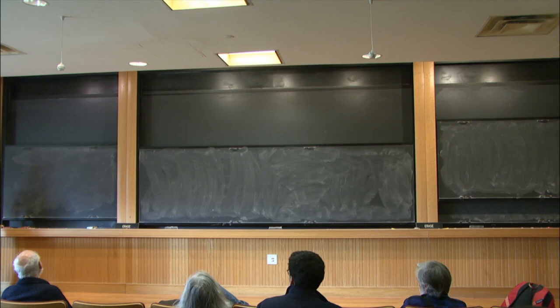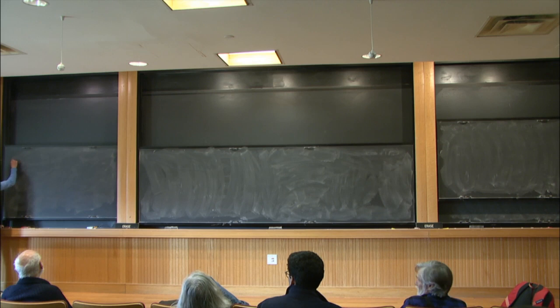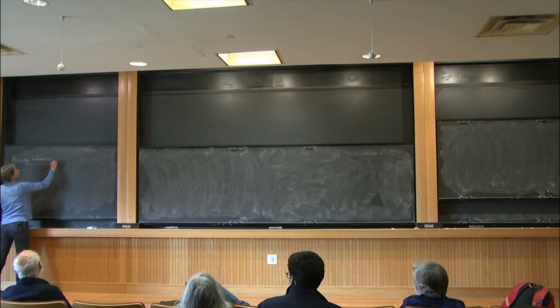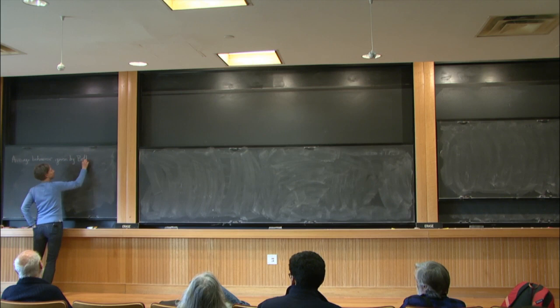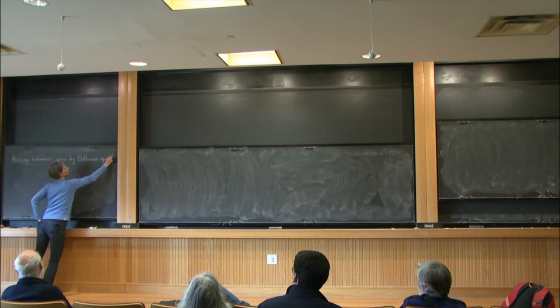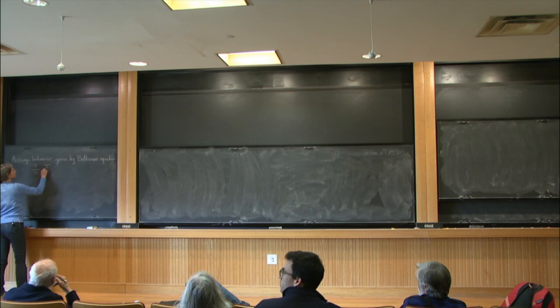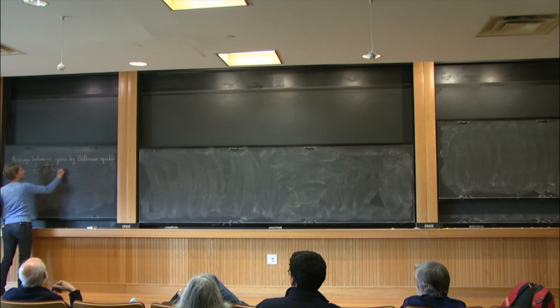And so what we have seen in the first lecture is that you have this average behavior, which is given by the Boltzmann equation. Okay, so this means that if you look at the empirical measure of your system, which is something like this, then almost surely it will converge to some f.